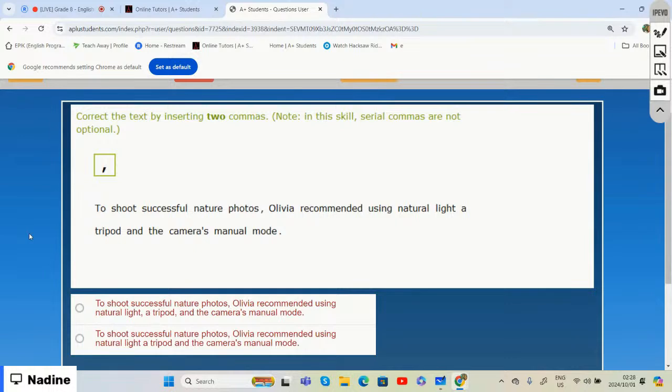All right, the next one says we need to correct the text by inserting two commas. It says to shoot successful nature photos, Olivia recommended using natural light, a tripod, and the camera's manual mode.